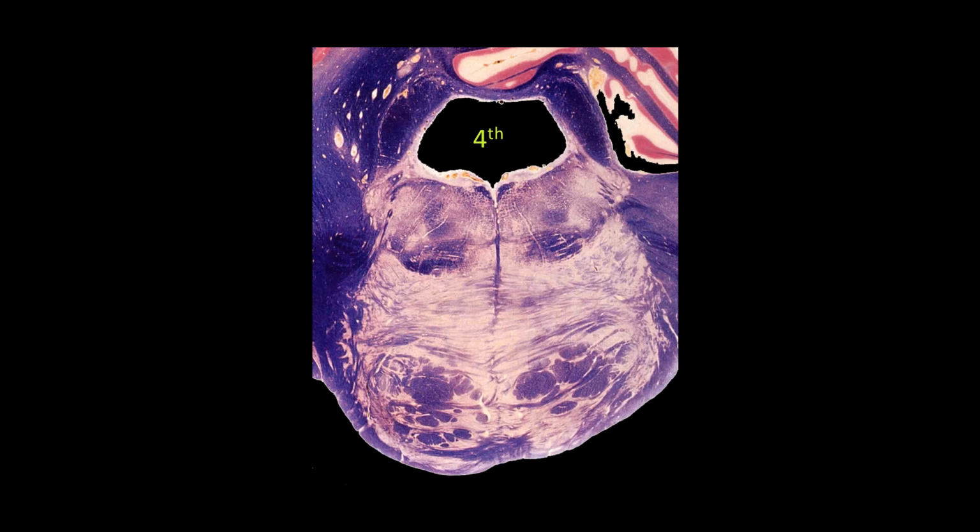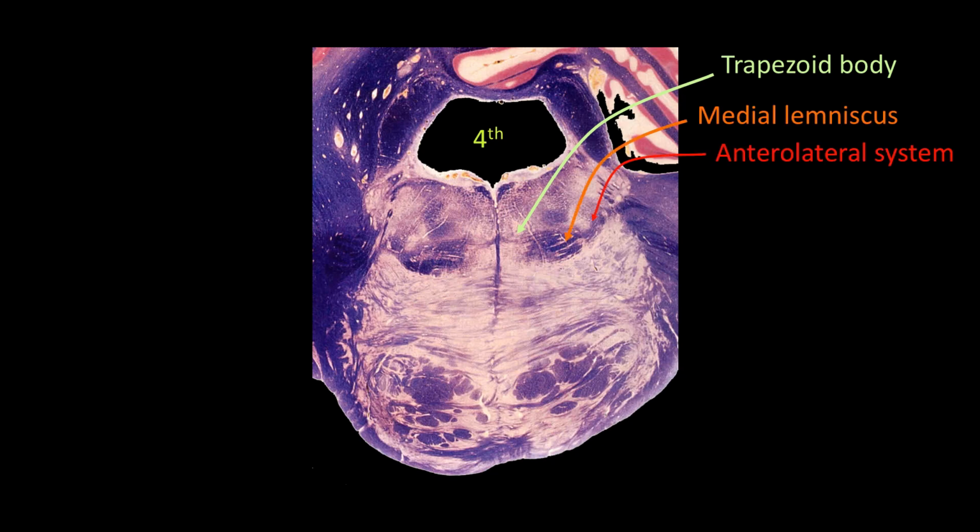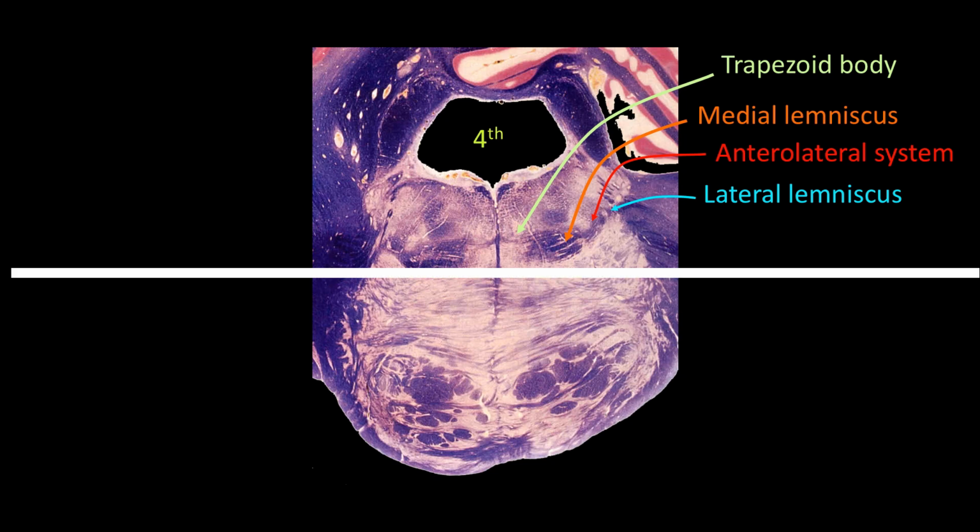In this frame, I have enlarged the specimen to show you some important structures in it. The boundary between tegmentum and basis pontis is delineated by the trapezoid body, medial lemniscus, the spinothalamic tract or anterolateral system, and the lateral lemniscus. I have now drawn a line to highlight the differences between the posterior region, that is the pontine tegmentum, and the anterior region, the basis pontis. All the structures we just mentioned are sensory.